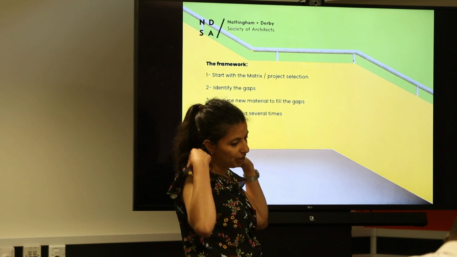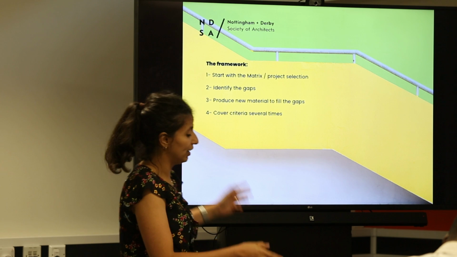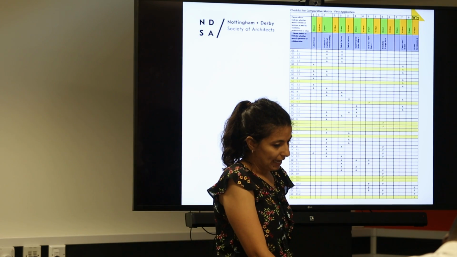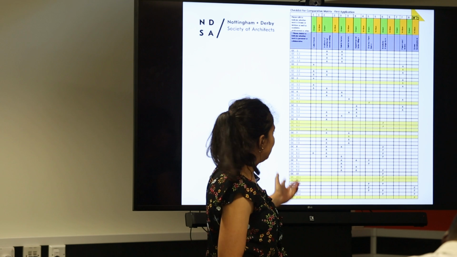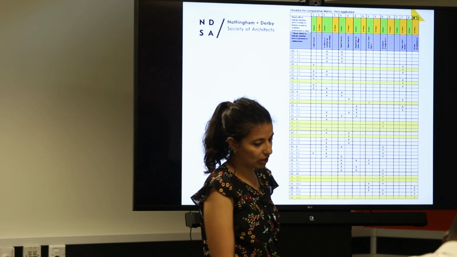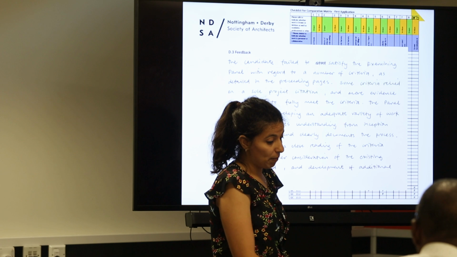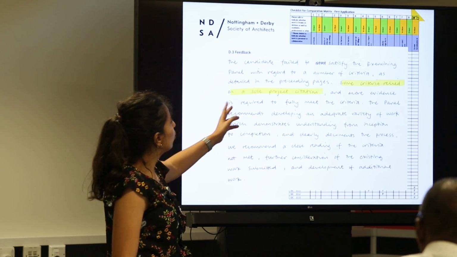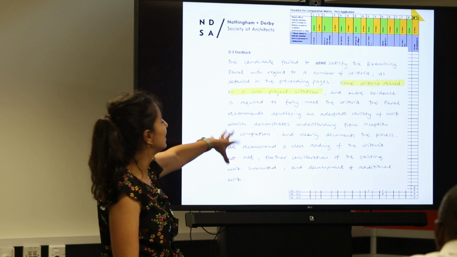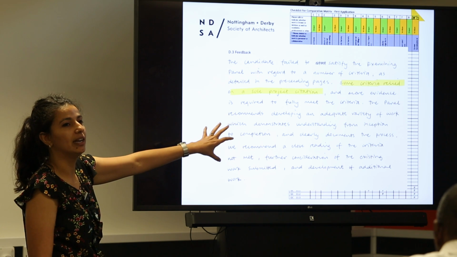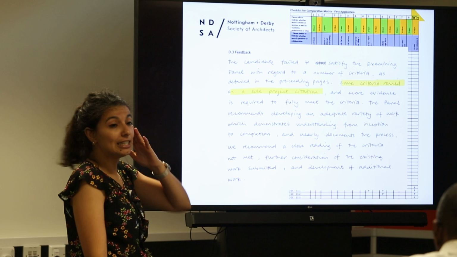The other important point of the framework is to try as much as possible to cover the criteria several times. As you can see, this is the example I gave you of my first submission that was unsuccessful, and literally, this was the comment of the jury: some criteria relied on a sole project citation. This is the feedback that I got when I didn't pass the exam. And yeah, this is critical.